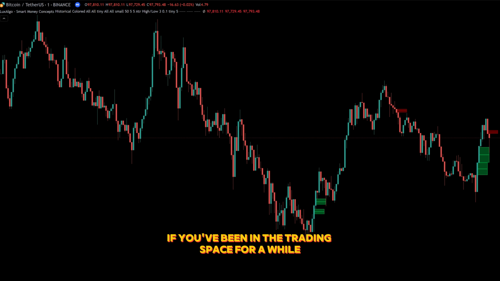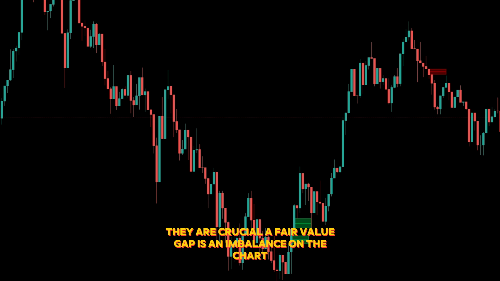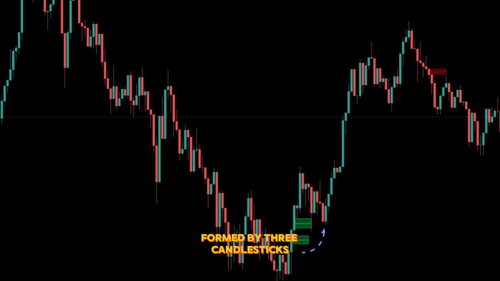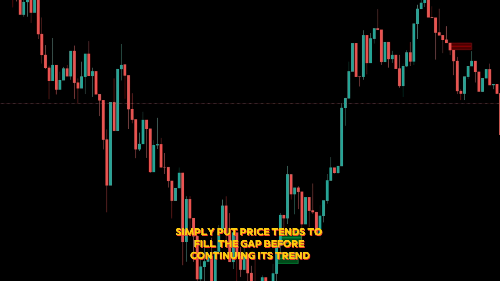If you've been in the trading space for a while, you've probably heard of fair value gaps. They are crucial. A fair value gap is an imbalance on the chart formed by three candlesticks. They appear as green boxes, bullish, or red boxes, bearish, and act as magnets for price. Simply put, price tends to fill the gap before continuing its trend.